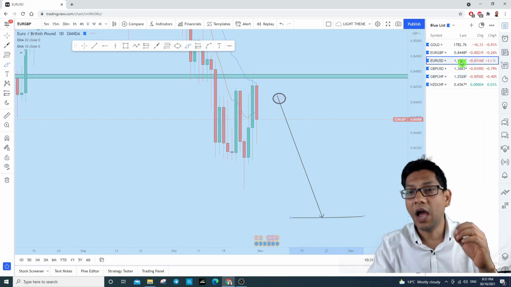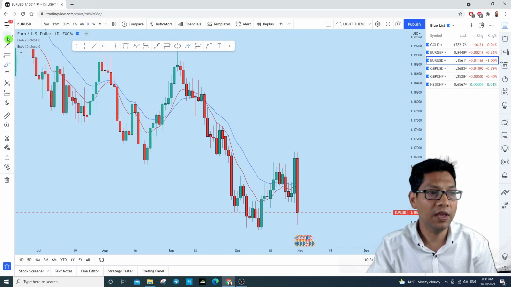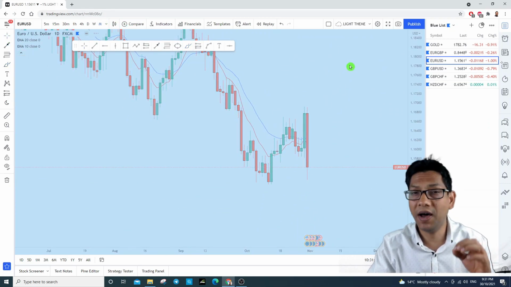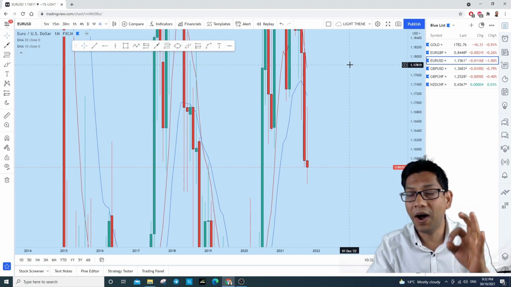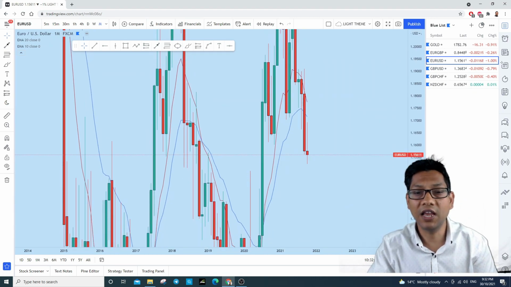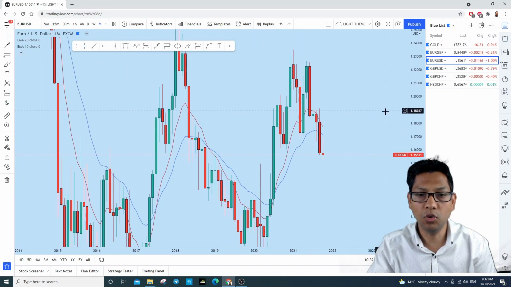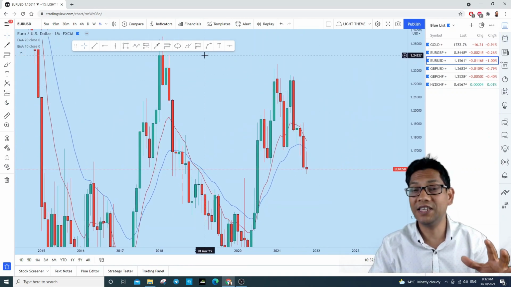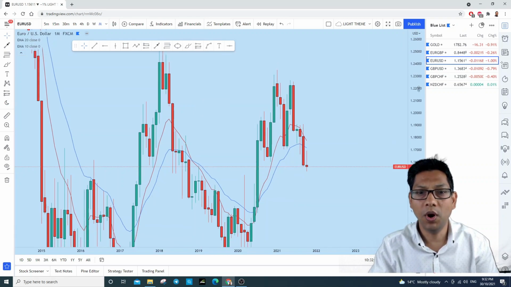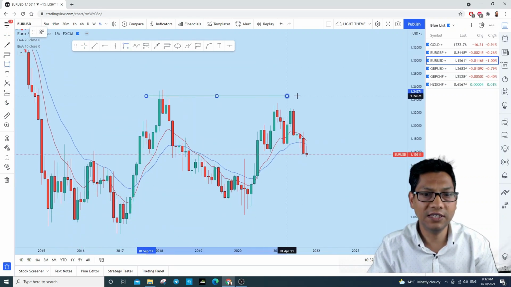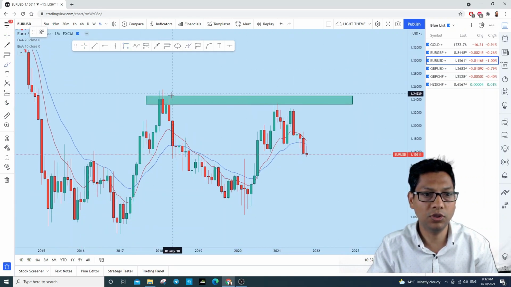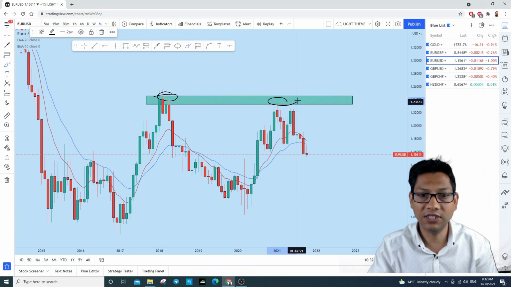Now let's see how euro dollar is behaving. Starting, as usual, with the monthly time frame, because monthly will give you a clear picture of the market. On the monthly, first of all, let's see the bigger picture. This is a strong level of resistance. There is a resistance here, and there is a resistance here.